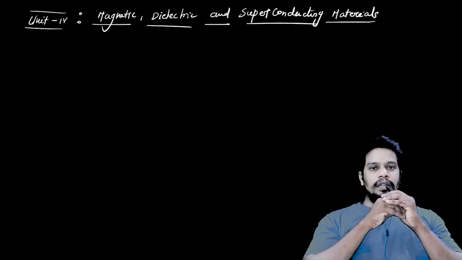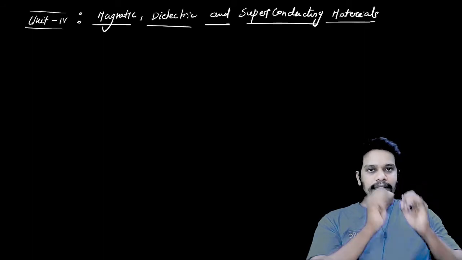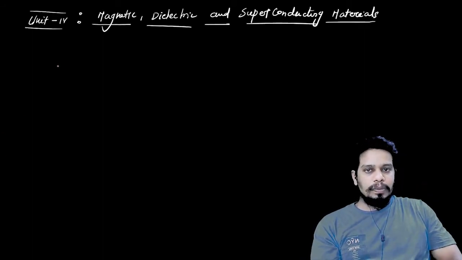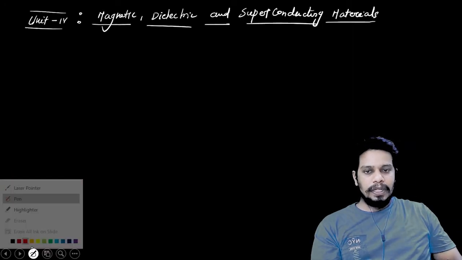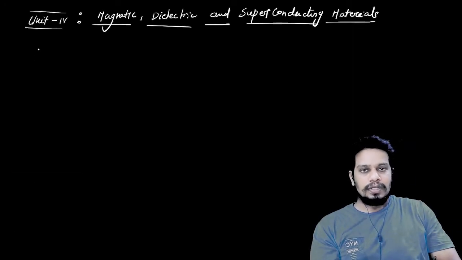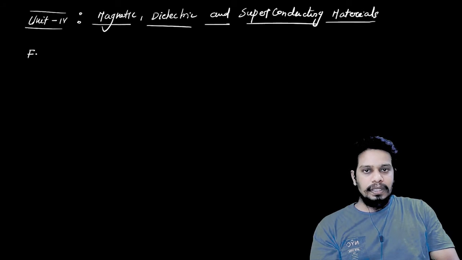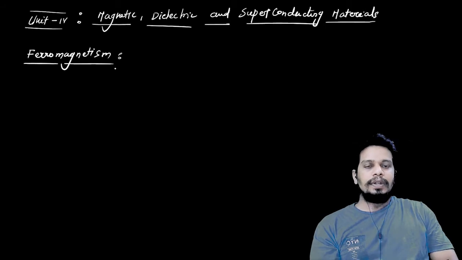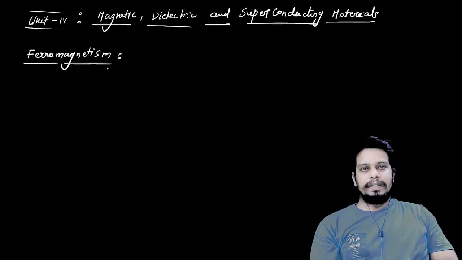Today we are going to discuss the unit for magnetic, dielectric and superconducting materials in the material science paper. So in this unit 4, we are going to discuss the first topic, ferromagnetism. What do you mean by ferromagnetism? That's the thing we are going to discuss today, the magnetic material.